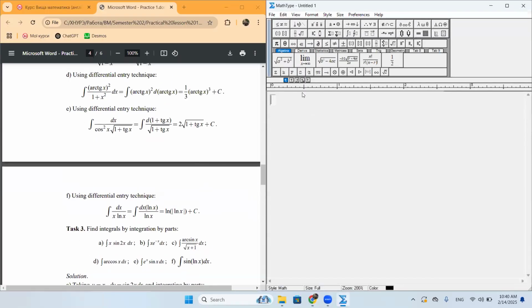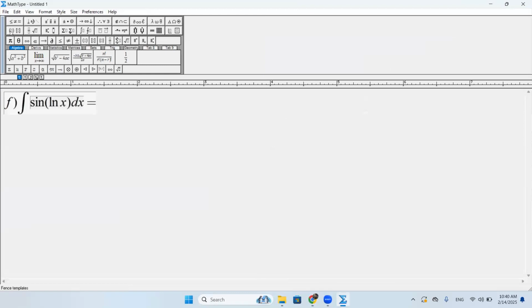Okay, so now we have the next integral: sine of logarithm x dx. How to calculate it? As you remember, we take this whole expression as u, because if we take it as dv, we have to calculate this integral, so it makes no sense.